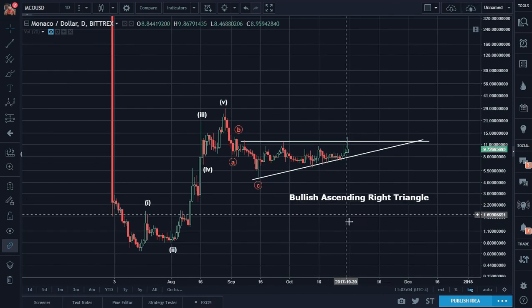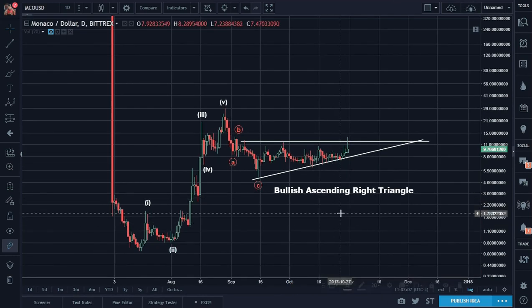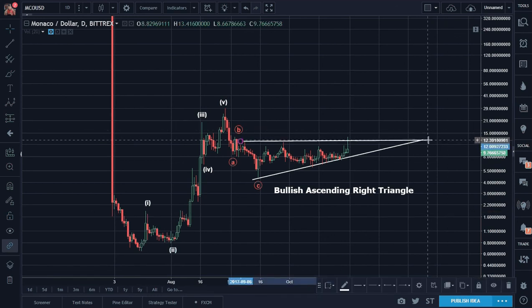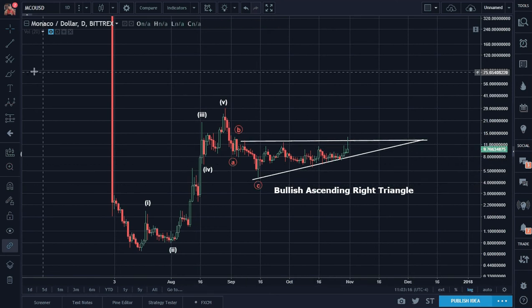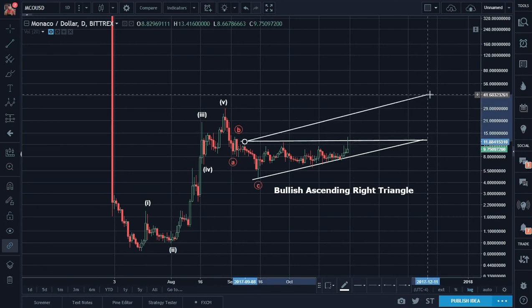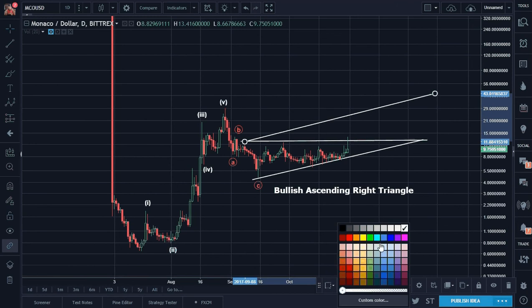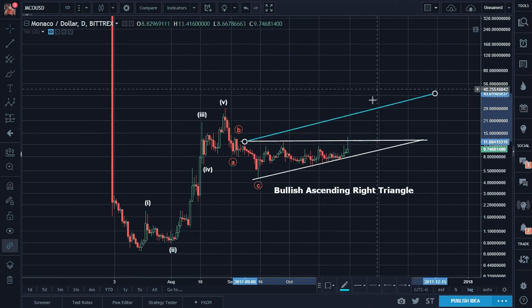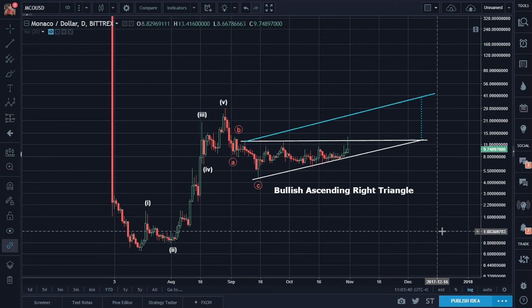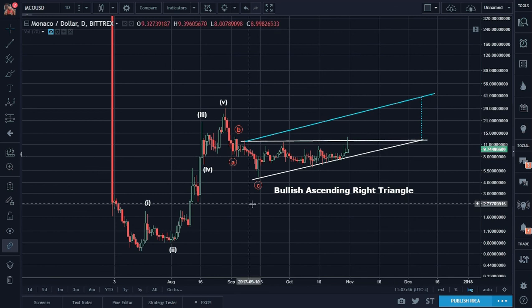I already have it typed out because I just did a post on an ascending right triangle for the Bitshares. And to get the minimum price trajectory for this, I draw a line that's parallel to the rising line of the triangle. And I go to the apex and draw a vertical line until it meets the parallel line. And no, this is not voodoo science. If you get that book and read it, it'll give you the full explanation as to how all of this is related to supply and demand and sentiment.